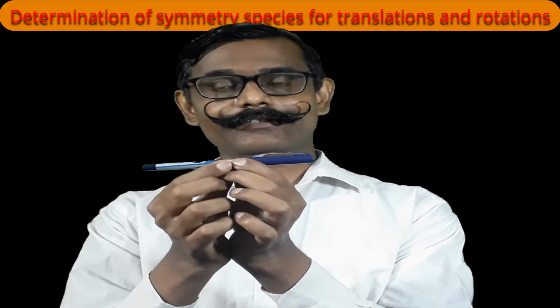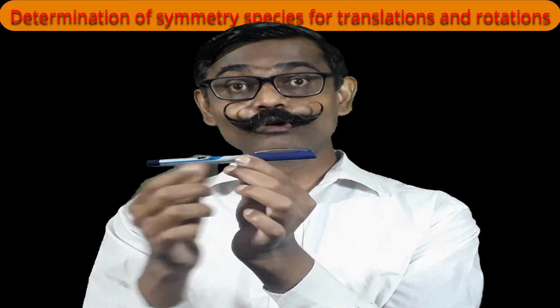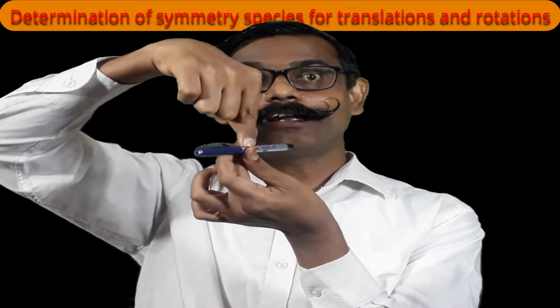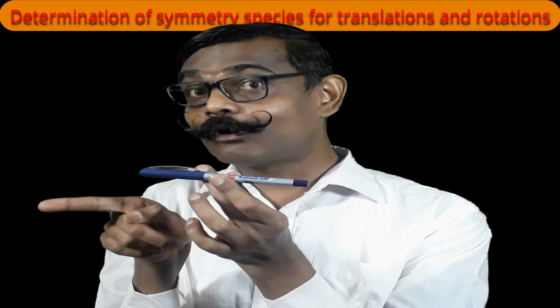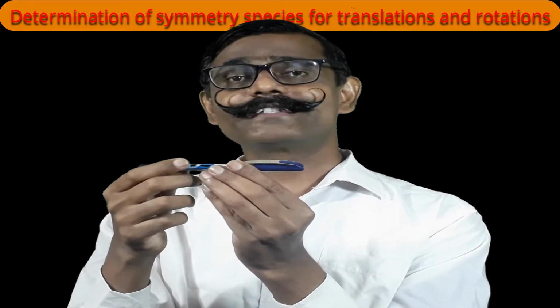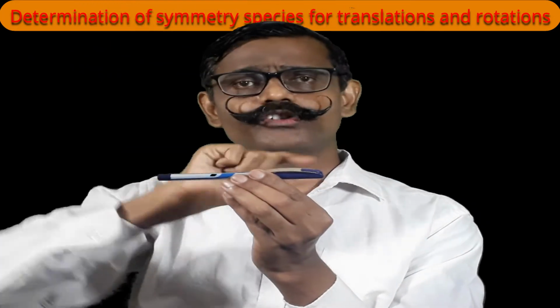Similarly, let us work for the x-axis. This is our x-axis. Perform the identity operation, no change. Perform the C2 operation, rotation around the z-axis. After rotation, what will you find? The direction will be opposite. So how many marks? -1. Yes. For C2, -1. Perform sigma xz, the molecular plane operation. Sigma xz operation, no change in direction.